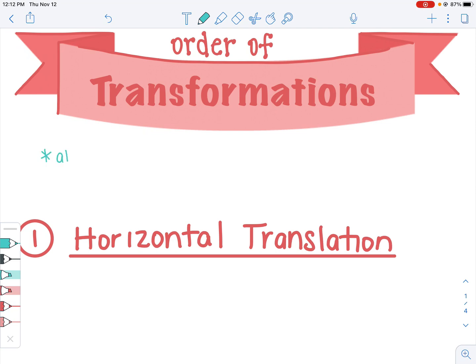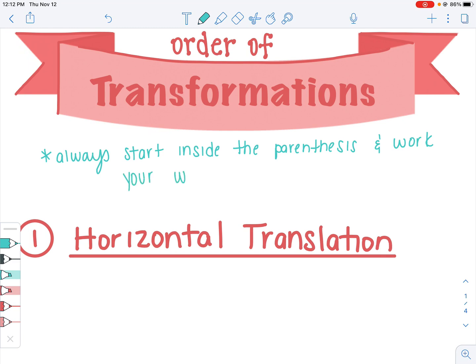You're always going to start inside the parentheses and work your way out. So you're going to start as close to the x as possible and work your way out.